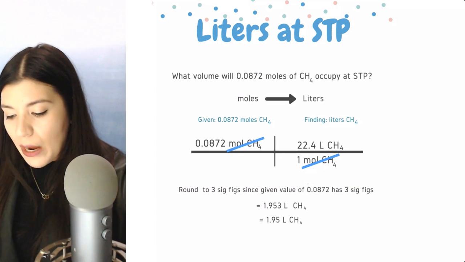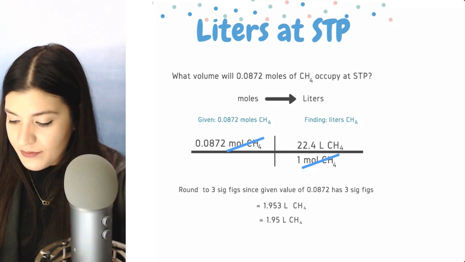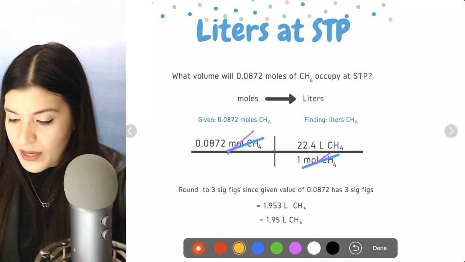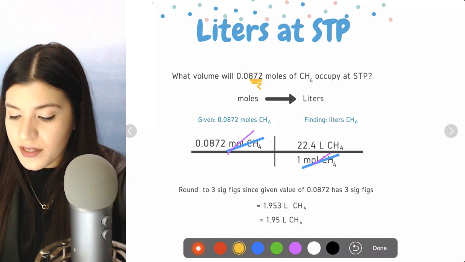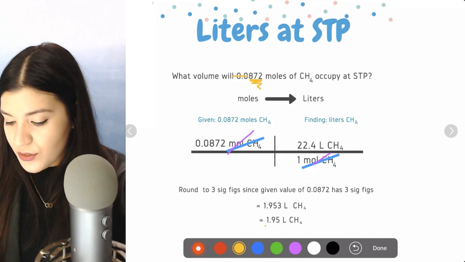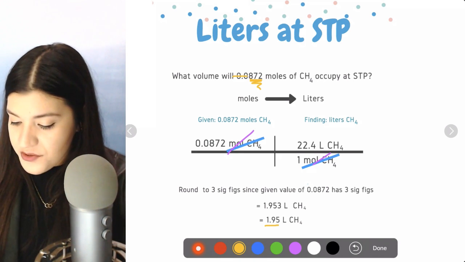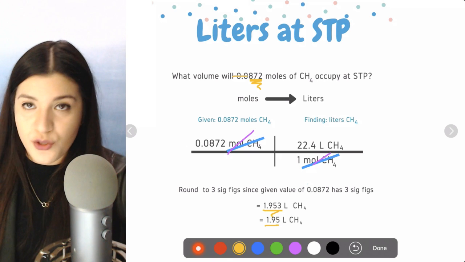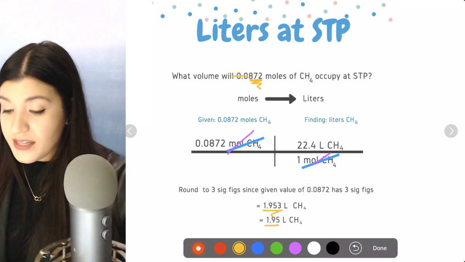Now, with rounding here, we want to round to 3 sig figs. The reason for that is because we have only 3 sig figs, because remember, leading zeros do not count. So that's why we rounded to 1.95 rather than leaving it as the initial one that we had here with a lot more digits.